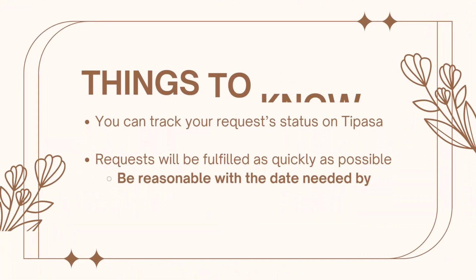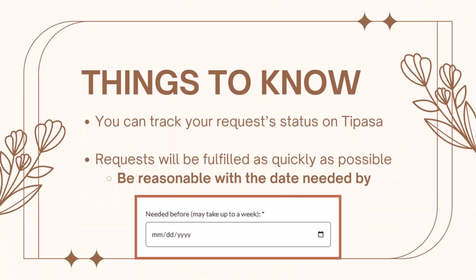Here are some more things to know about the interlibrary loan process. First, you can log into TPASA at any point after making a request to check your status. If you're wondering what stage your order is in, that's a quick way of finding out. I also want to reiterate that it's rare that articles will appear in your inbox instantly. This is a process that takes time.